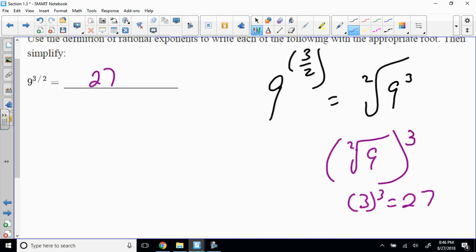Y'all know what I'm talking about? Take the power, put it on the outside. So the square root of 9 is 3. 3 cubed is 27. It's just a technique. But if it's a technique you've never seen, then you're not going to be able to go there. So that's an adequate enough problem to do.